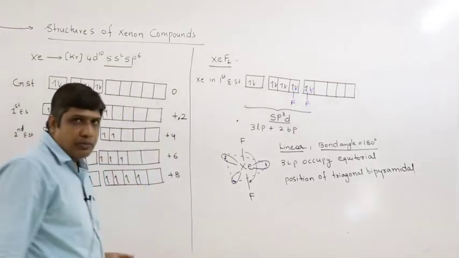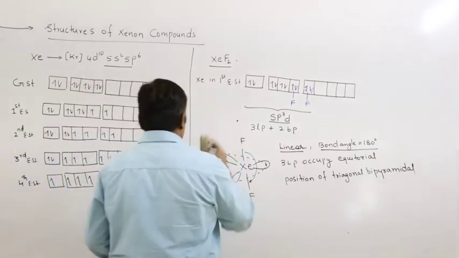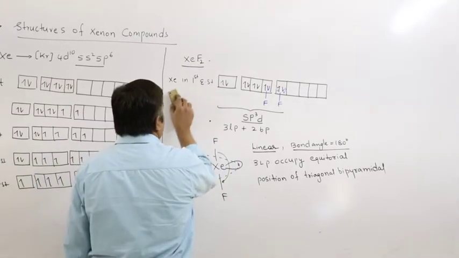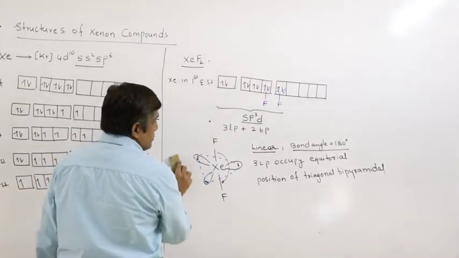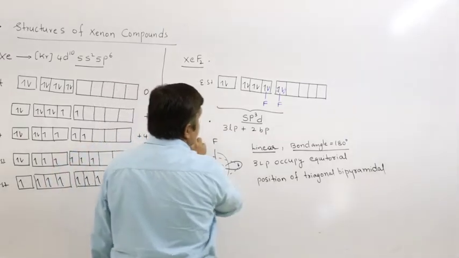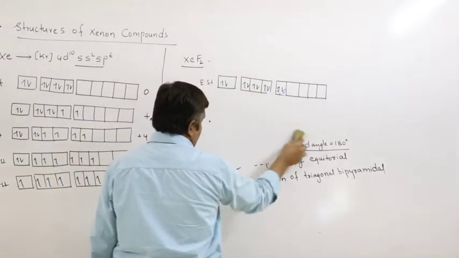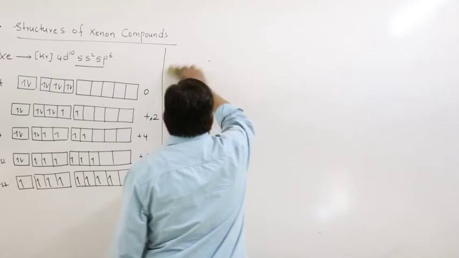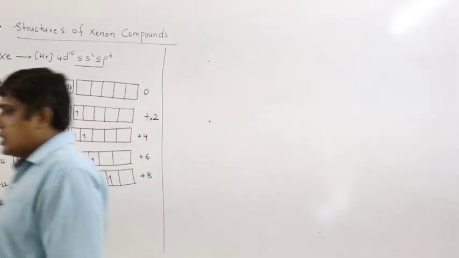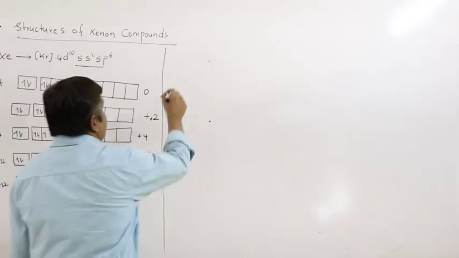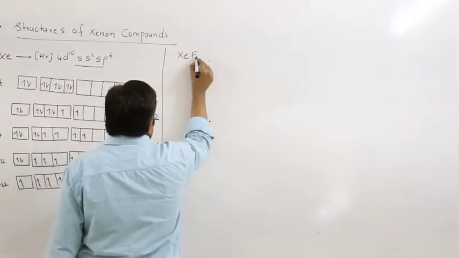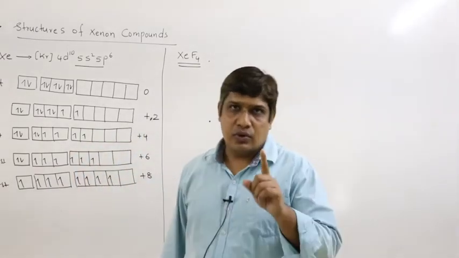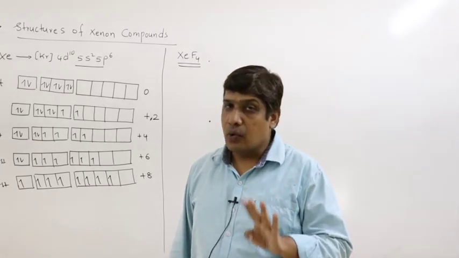Right. So let us go for the next compound, that is XeF4. The next structure is XeF4. Xenon forms bonds with 4 fluorines. We know that fluorine forms only one bond. So 4 fluorines require 4 unpaired electrons.